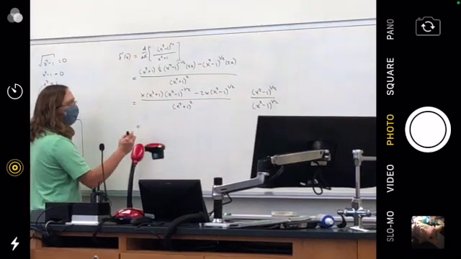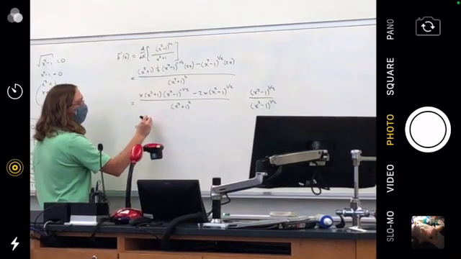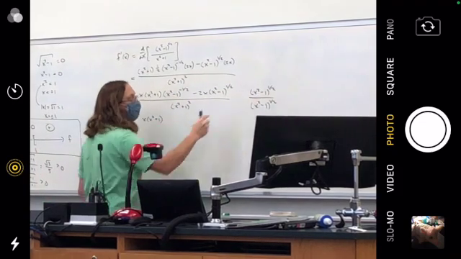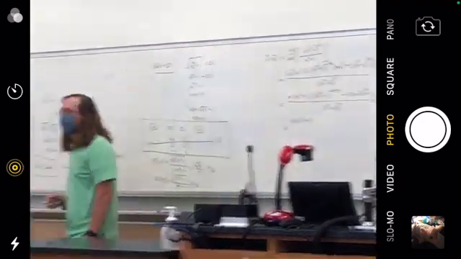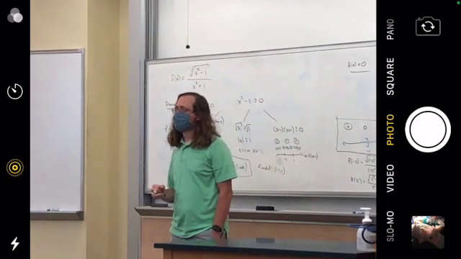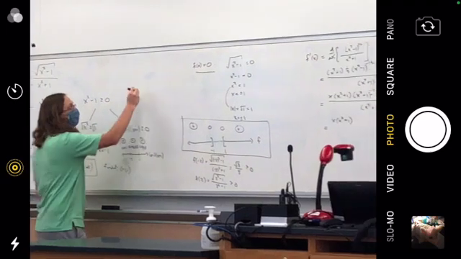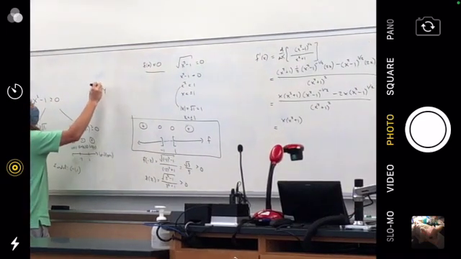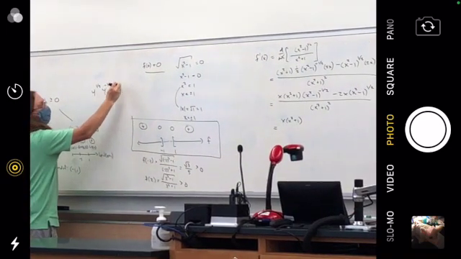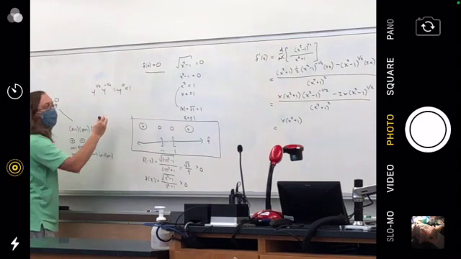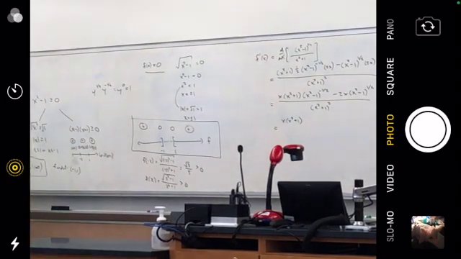What happens here? Times this term. This times this is what? 1. You have something to the 1/2 times something to the negative 1/2. That's y to the 0. What's y to the 0? 1. Why did I choose what I did? Because you have all the negative exponents on the top.